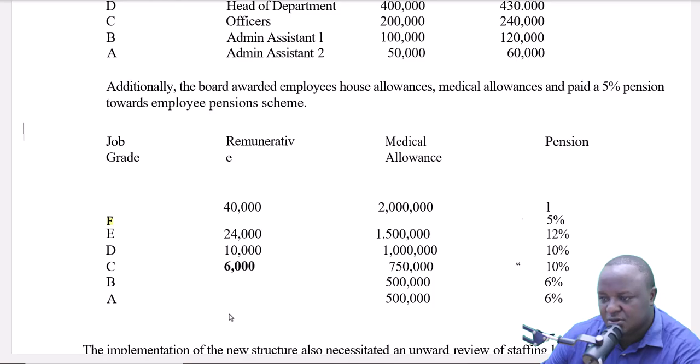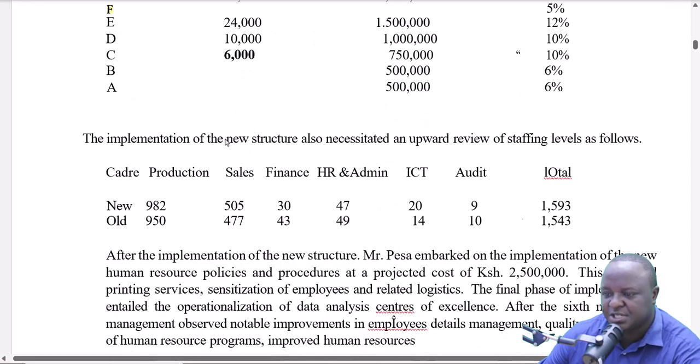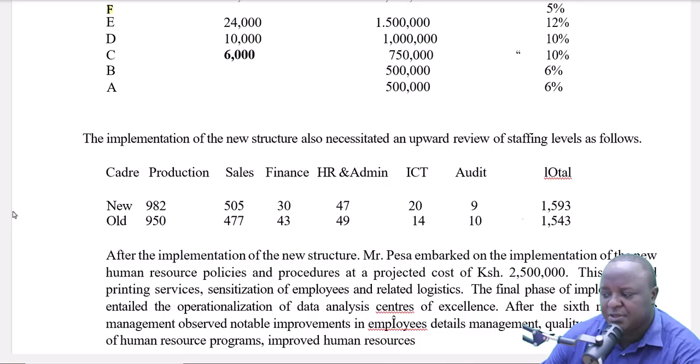Grade B and A, there was no remuneration, but medical allowances were 500,000 each, and pension was 6% each. The implementation of the new structure also necessitated the upward review of staffing levels as follows. So I think the information is well captured there. In production, staffing moved from 950 to 982.